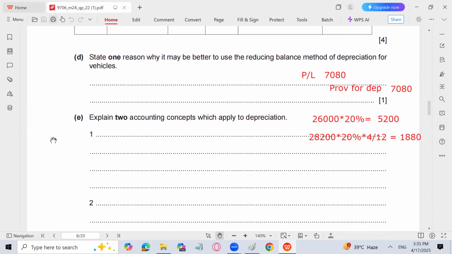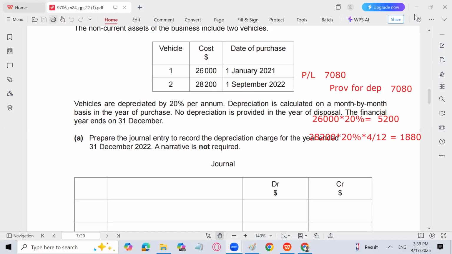So just one reason why it may be better to use a reducing balance method of depreciation for vehicle, because they decrease their value more in early years and less in later years. Or two accounting concepts this may apply: prudence, so that profit should not be overstated; consistency, so that the same method of depreciation should be charged from year to year; and accrual or matching also, because we have to charge depreciation as an expense for the year.